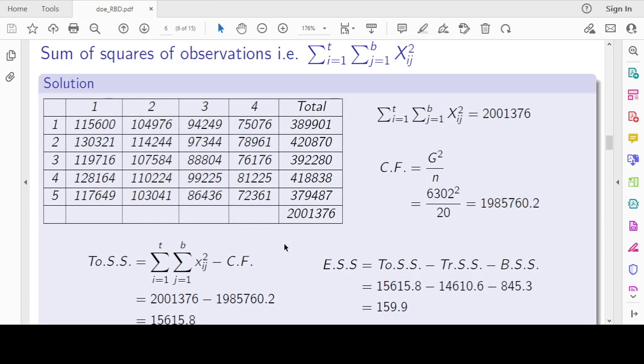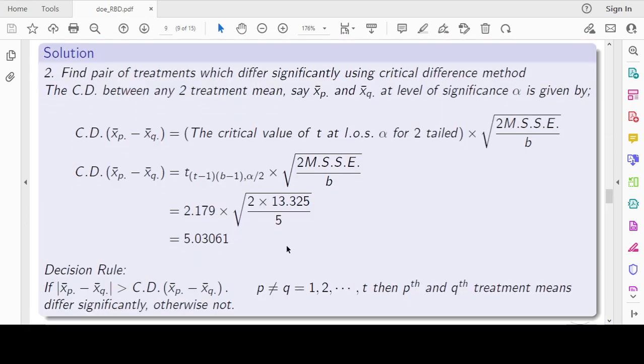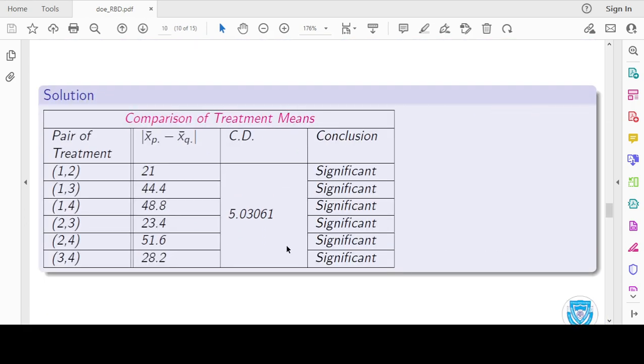If the difference comes negative, we consider it as positive and then we take the decision accordingly. All these differences are obtained the same way: 1 3, 1 4, 2 3, 2 4, 2 5, 3 4. And this CD is common for all the treatment combinations. We compare these differences, x bar p dot minus x bar q dot, with this CD.